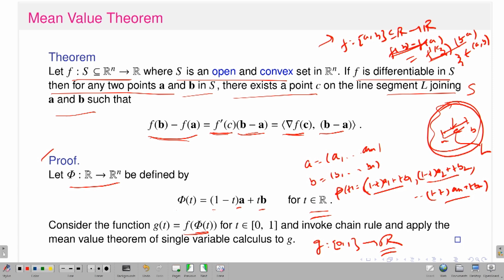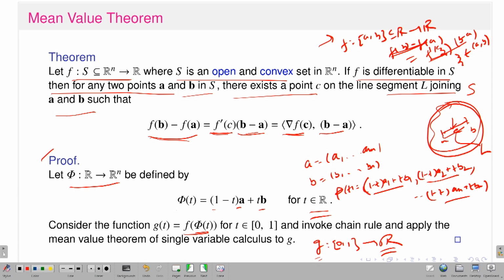So, given the function f, I have first introduced an auxiliary function capital Phi, then I am defining a small function g, which is a composition of small f and capital Phi, a function from the closed interval [0,1] to R. And what sort of function is g? It is a composition of two differentiable functions, and therefore g is differentiable. So now I can apply the mean value theorem for the single variable case. Now I have a function g from the closed interval [0,1] to R which is differentiable, so apply the mean value theorem from single variable calculus.